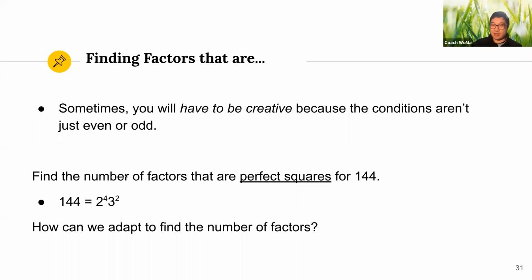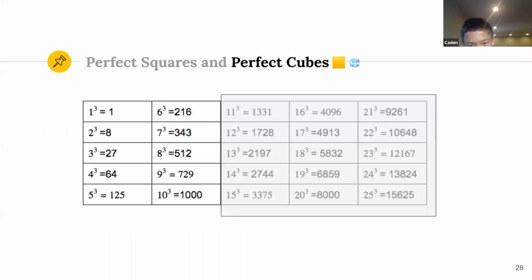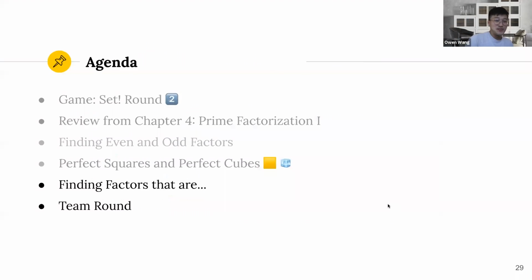I see Kaden has his hand raised. It was a comment for the last slide. I found another one. It's 15,625. That's 125 squared. Yep. Good job. Yeah, that's also a square.